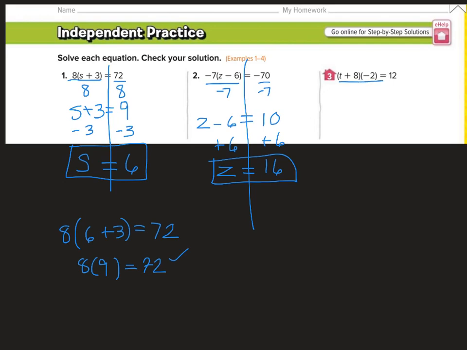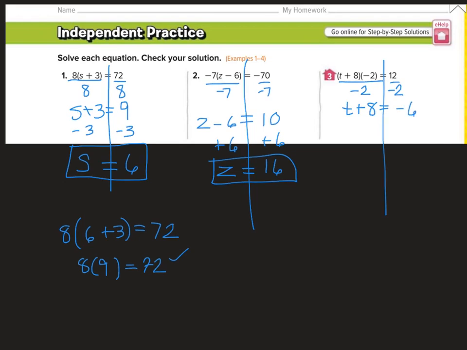I have to divide both sides by negative 2 to get t plus 8 by itself. 12 divided by 2 is 6. 12 divided by negative 2 is negative 6.